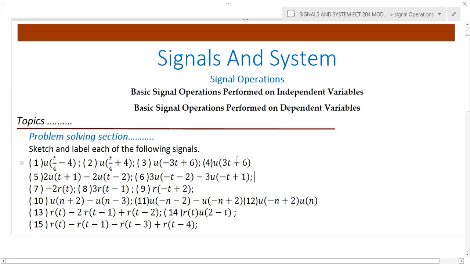So in this lecture, we will discuss some problems related to operations on signals. Okay, we'll try operations on both the independent variable and the dependent variable. In this particular lecture, we are mainly focusing on the standard signals, step, ramp, etc. Okay, some modified versions of step and ramp, what will be the basic shape, and also how we can perform the signal operation. Okay, so around 15 questions we will discuss.